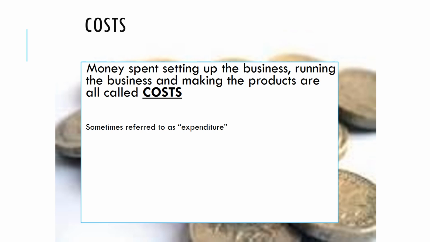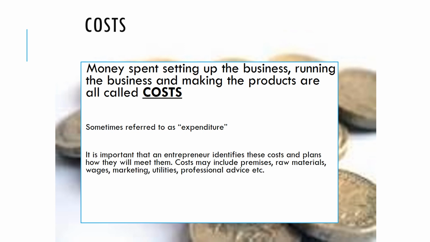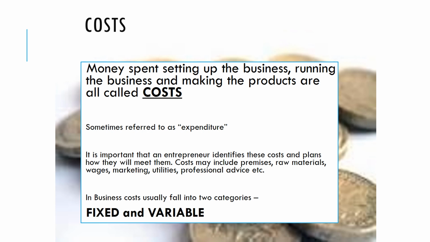Expenditure is exactly the same as costs. Again, no need to panic there. So entrepreneurs, people who set up businesses, will look at what their costs are and plan how they might go about meeting them. They'll normally look at two different types of cost, two categories of cost, which we call fixed and variable. Let's look at fixed costs first of all.